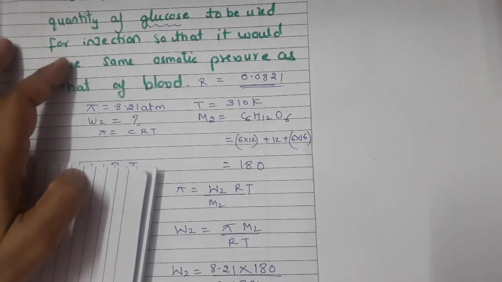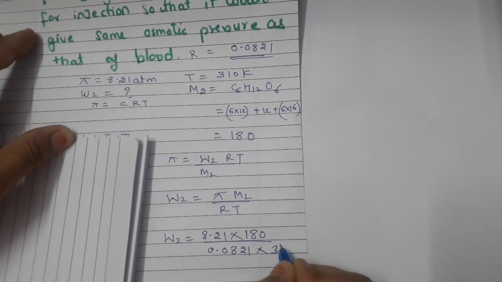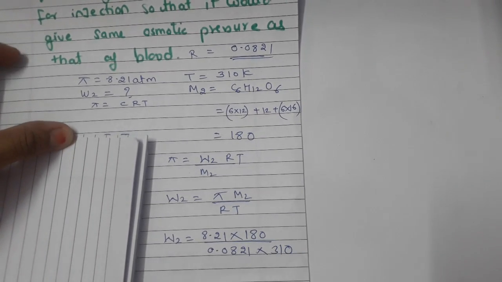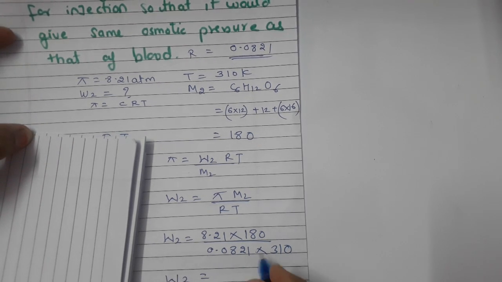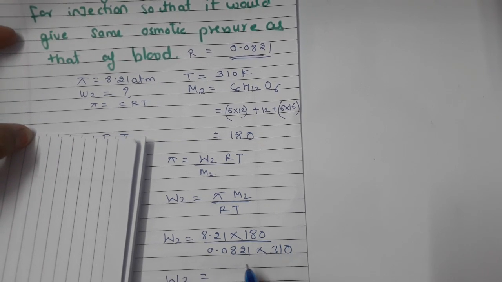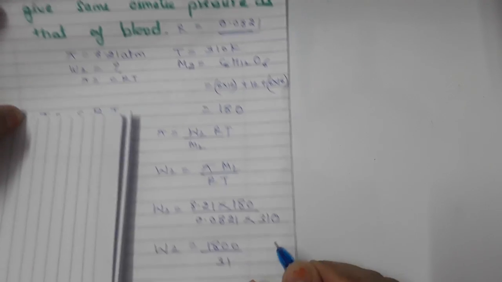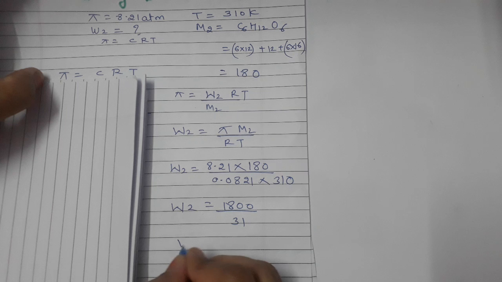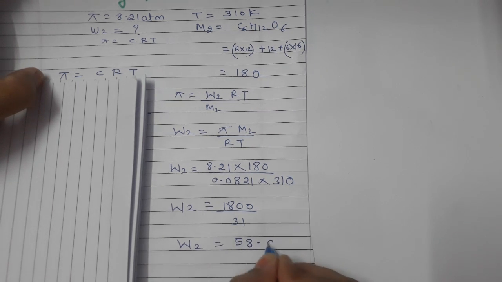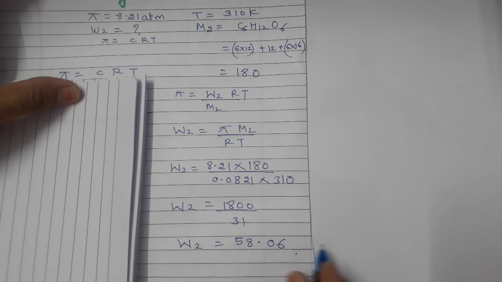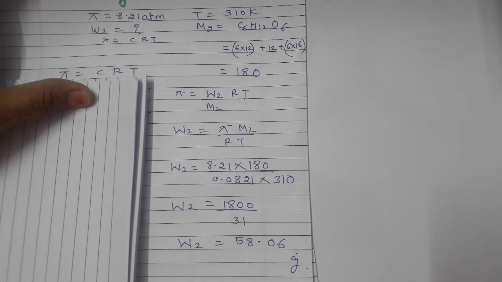Okay, it is liter atmosphere. Then yes, we have temperature 310. Fine. So when you solve this, you will be getting 1800 upon 31, and later on when you solve it, you will get the answer as 58.06. Okay, now this is the grams that you are getting.